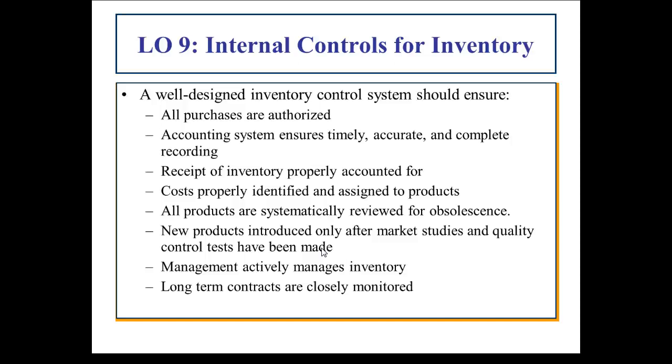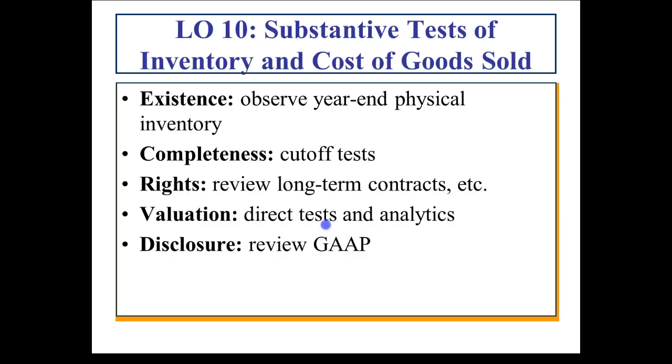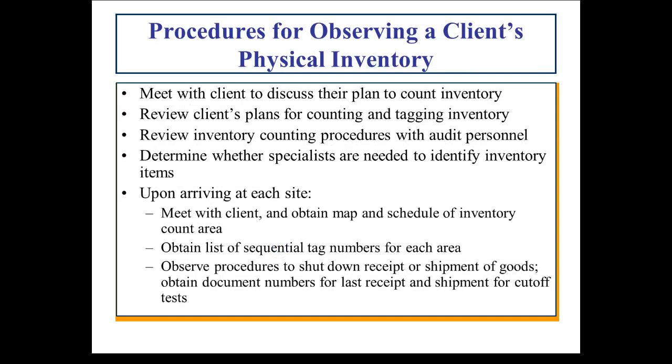So definitely something to look at, how people can spend a lot of money wastefully without making sure those products are going to be something the public wants. The types of assertions we are going to look at as it relates to inventory involve existence. That's where we're going to take a physical count. Completeness, we're going to test to make sure the cutoff dates were adhered to. Rights: do we actually own these goods? Look at the contracts. Valuation, we're going to have to do some testing on those and analytical procedures to make sure they're in line with previous years. And disclosures, to make sure that any issues that require footnotes are in fact disclosed in the financial statements.